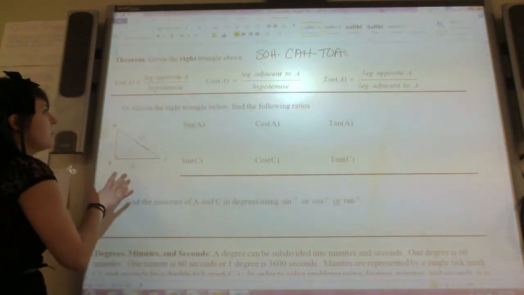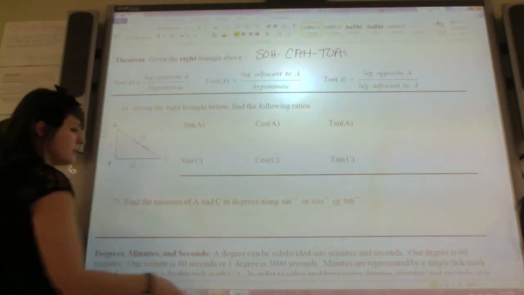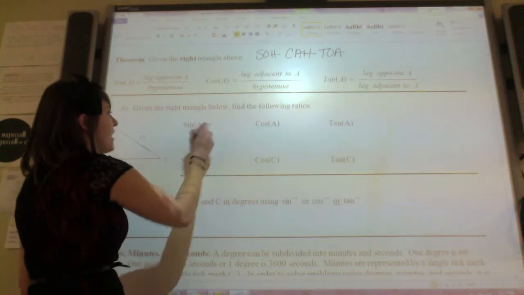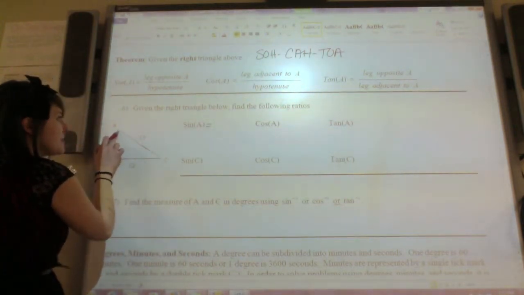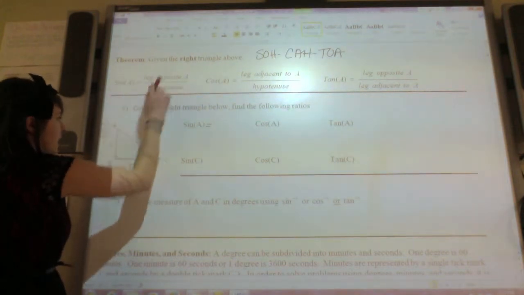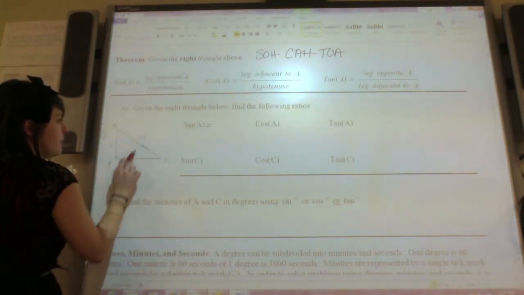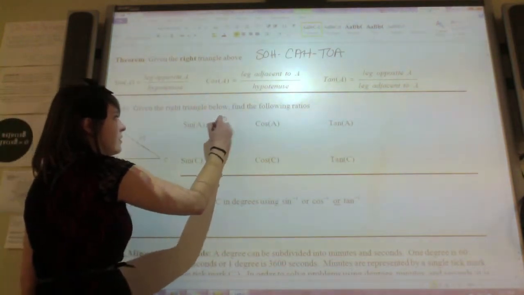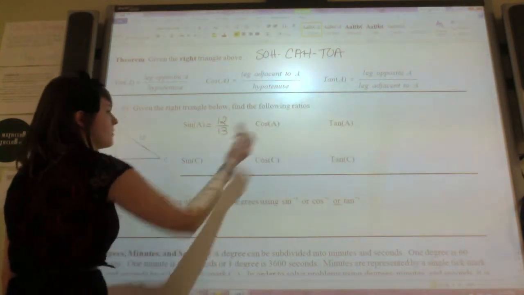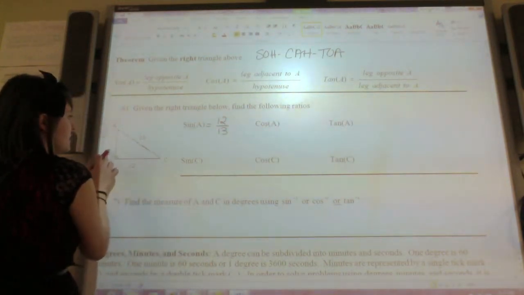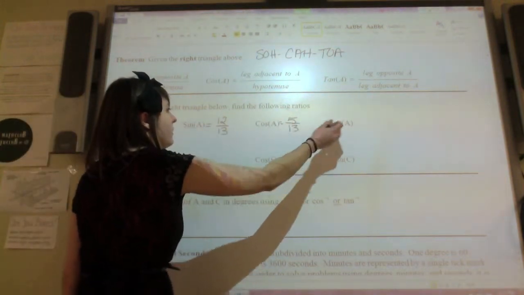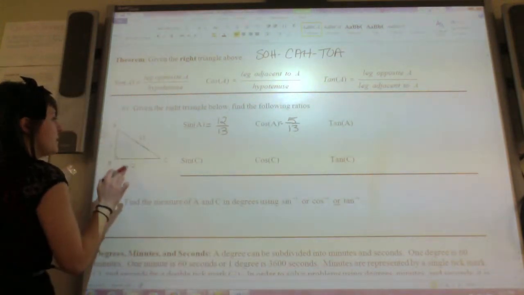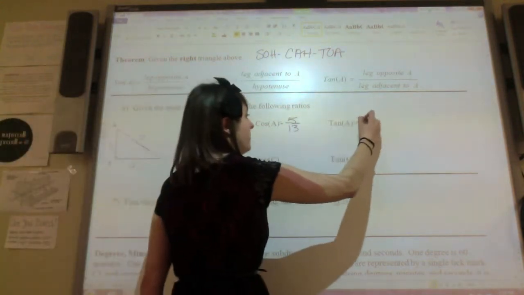So given this triangle here, we want to find the following ratios. If I want the sine of A, well, angle A is right here, and I'm looking for opposite over hypotenuse for sine. So the opposite is 12, the hypotenuse is 13. This would be 12 over 13. For the cosine of A, I'm looking for adjacent over hypotenuse, so that would be 5 over 13. For the tangent of A, that's opposite over adjacent, so this would be 12 over 5.